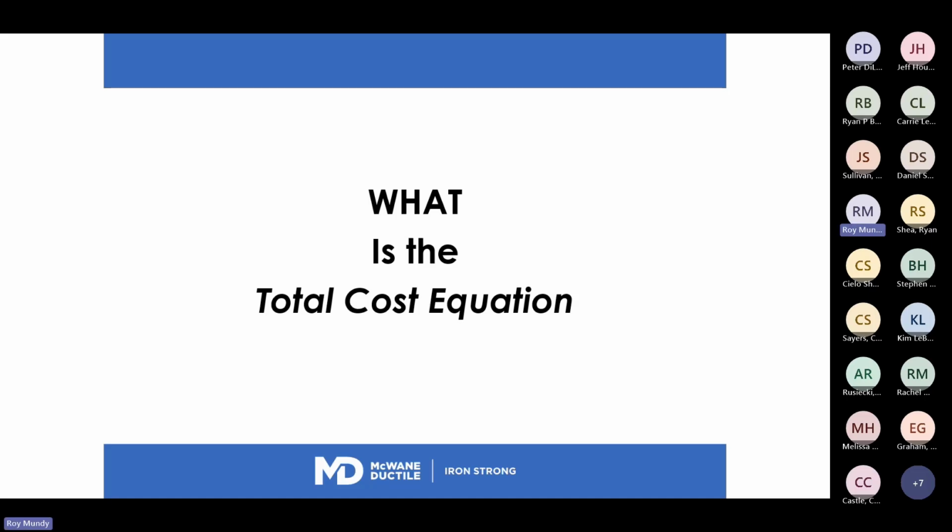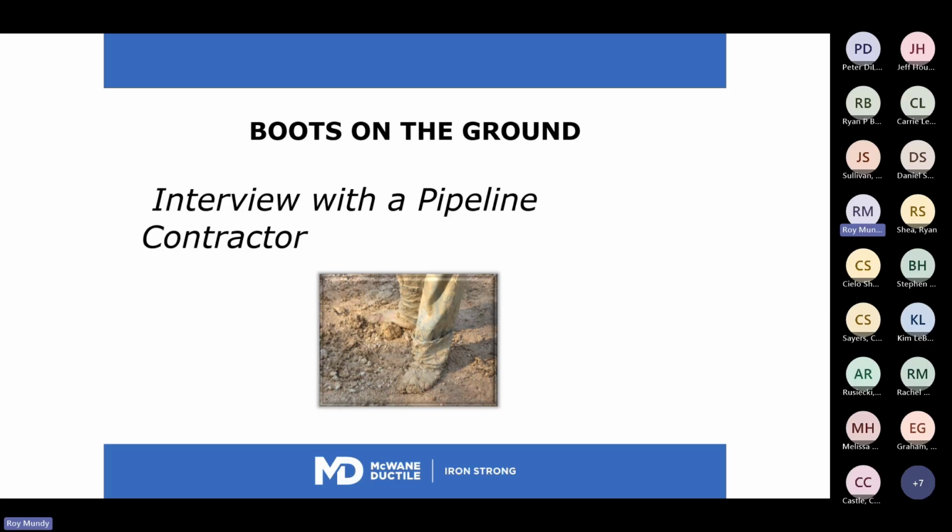So exactly what is this total cost equation? Well, I can tell you that when I first came with McWane about, again, a little over a decade ago, I thought this is going to be a dream job. Basically, to go around and talk to people about ductile iron pipe. That's all the pipe I really knew when I was at American Water. It's strong, it's resilient, it's hydraulically efficient. I could go on and on. And so, what's going to be the big deal to that?